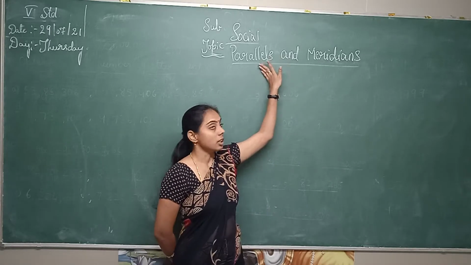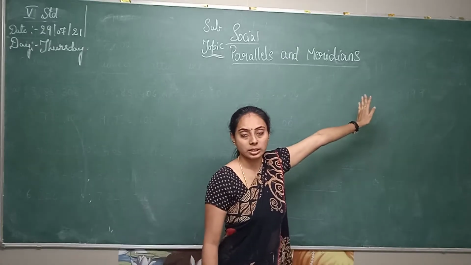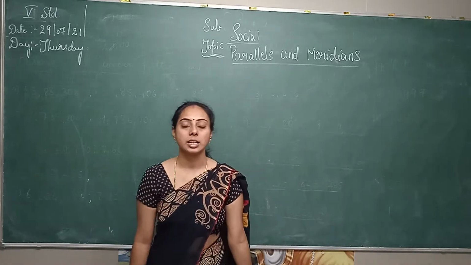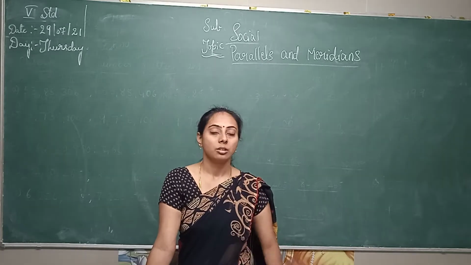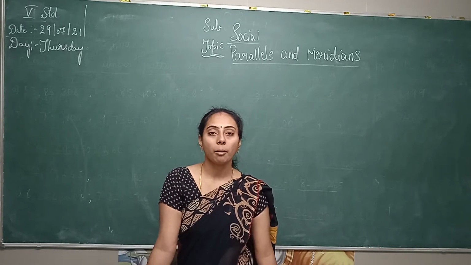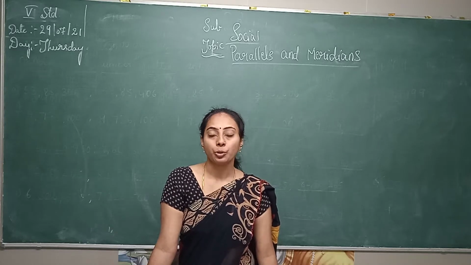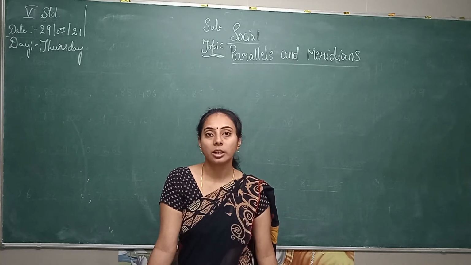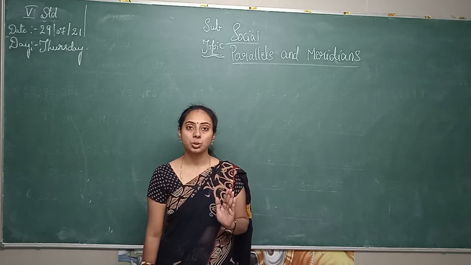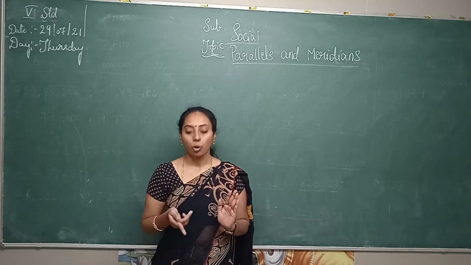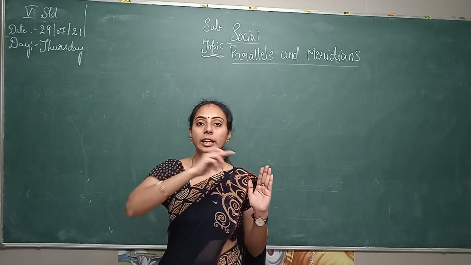Parallel lines. Next, in yesterday's class we discussed meridians. Meridians are nothing but longitudes. The long lines are called longitudes. Here meridians are important for knowing about the international date line. Meridians pass through the North Pole to the South Pole at equal distances.